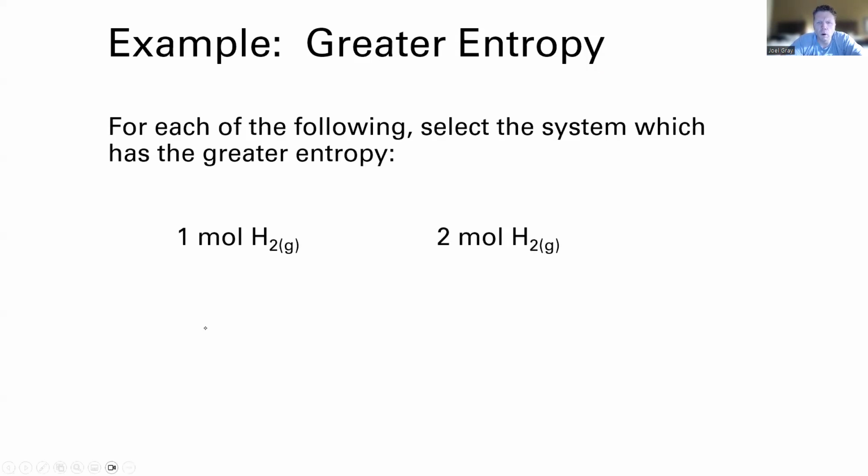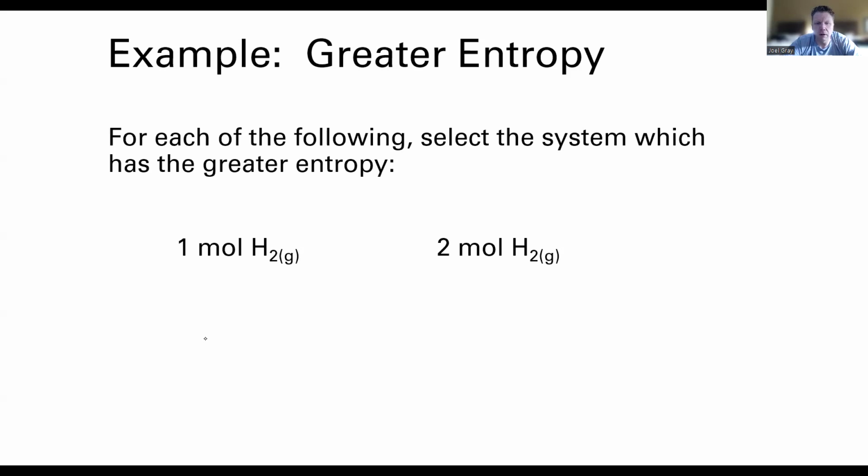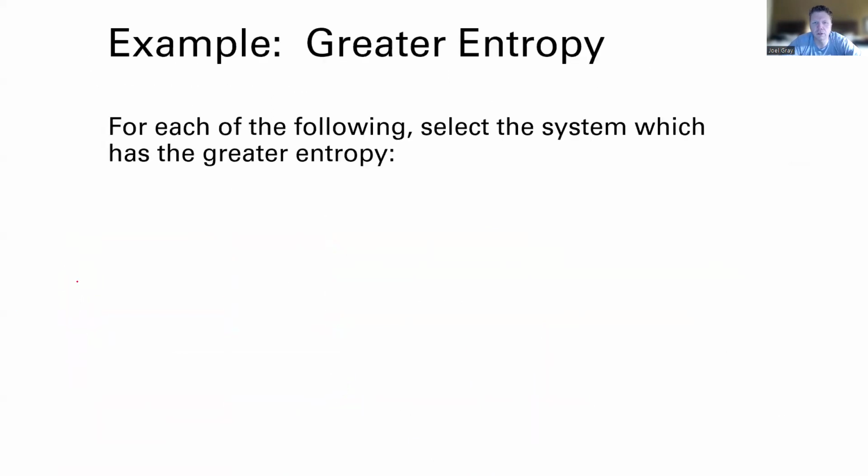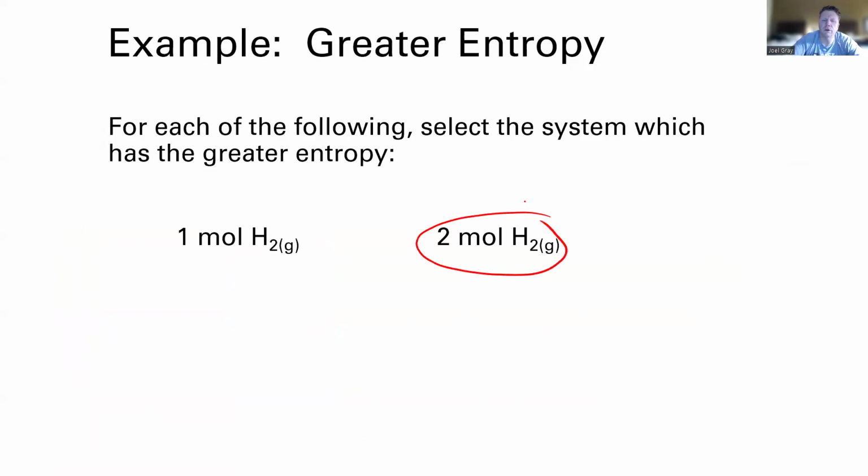We've got 1 mole of H2 gas versus 2 moles of H2 gas. What's the difference between these two? Just the abundance or the amount. Now, if you remember from one of our previous slides, we talked about overall amounts. So when we have more of a substance, that's going to lead to an increase in entropy. So between these two, 2 moles of H2 has greater entropy than 1 mole of H2.